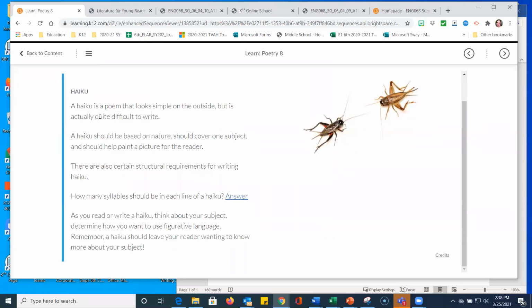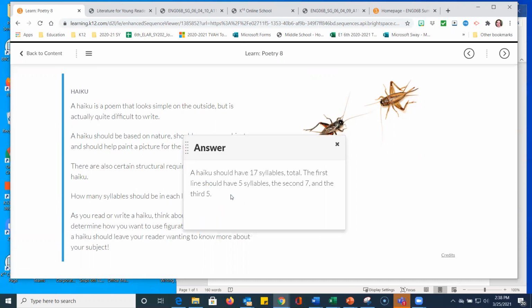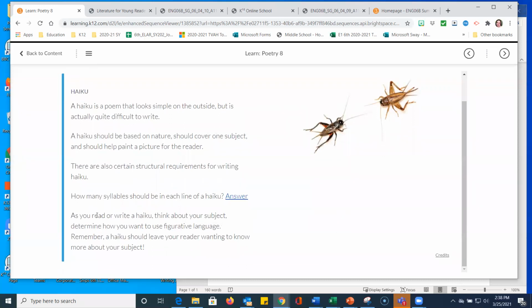Haiku. A haiku is a poem that looks simple on the outside, but is actually quite difficult to write. A haiku should be based on nature, should cover one subject, and should help paint a picture for the reader. There are also certain structural requirements for writing a haiku. How many syllables should be in each line of a haiku? Do you remember? There should be 17 total, 5 in the first line, 7 in the middle, and 5 in the last line. And so 5, 7, 5 for a total of 17.